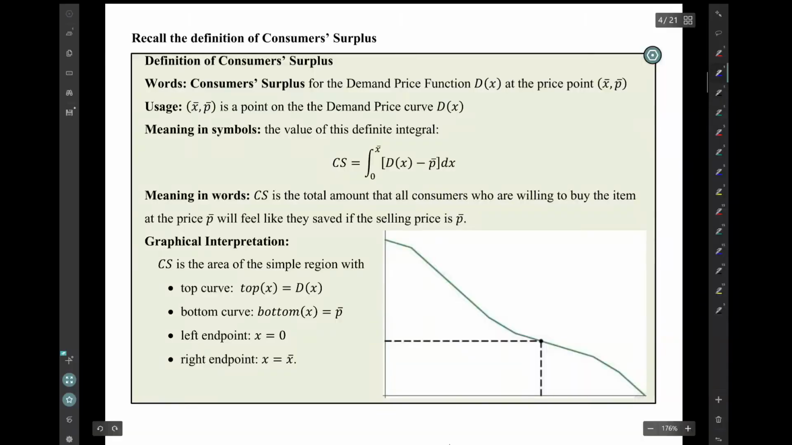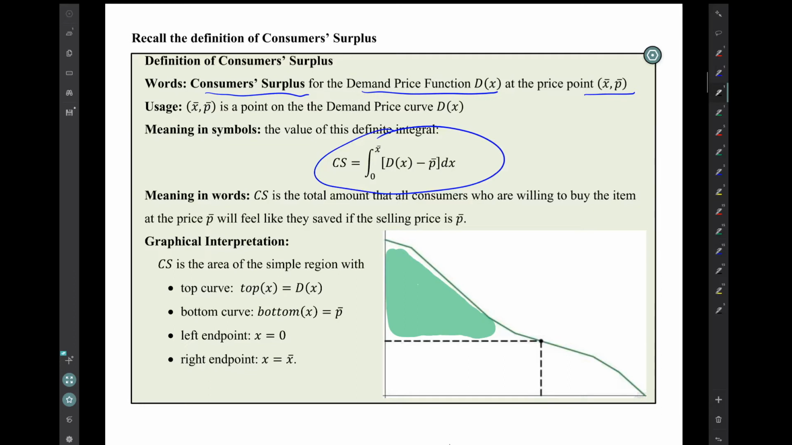And recall the definition of consumer surplus. The consumer surplus for the demand price function capital D of X at the price point X bar comma P bar means this definite integral, and in terms of the graph, that means the area of this simple region. That's the region bounded by the demand price curve and the horizontal line P equals P bar, and the vertical line X equals 0, and ending at this point X equals X bar.